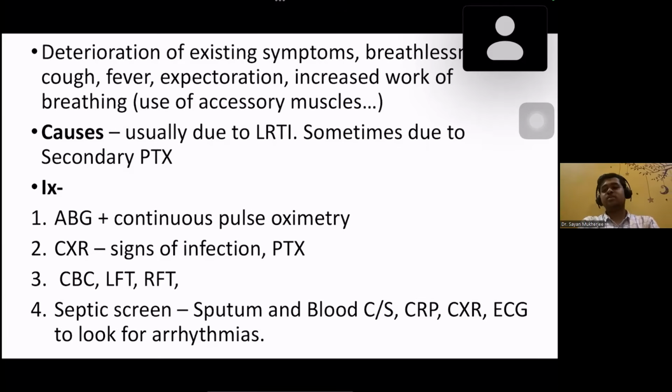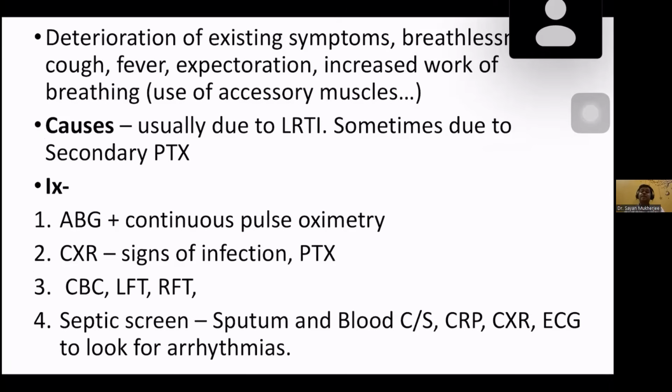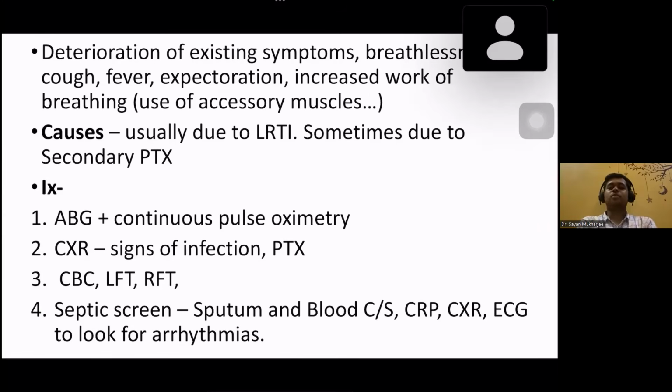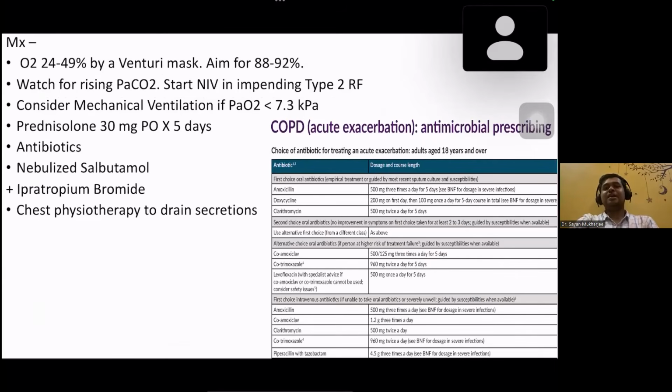And also do an ECG. COPD patients can have arrhythmias. Atrial flutter and atrial fibrillation are quite common in patients with COPD. So yeah, to summarize, just do an ABG, do a chest X-ray, send routine investigations, and send investigations for an infective focus. Then the management, there's something I want to tell you.